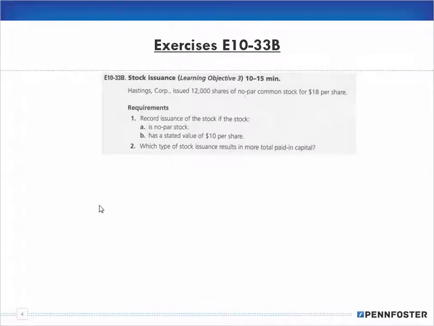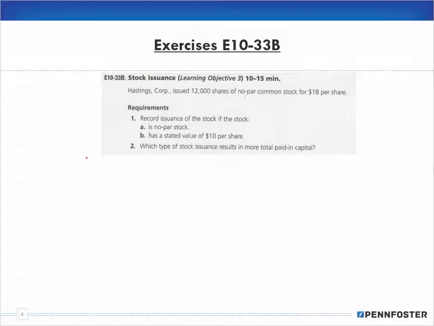All right, 10-33. Stock issuance. Hastings issued 112,000 shares of no par common stock for $18 per share. Record issuance of the stock if the stock A is no par stock, B has a stated value of $10 per share, and which type of stock issuance results in more paid-in capital.